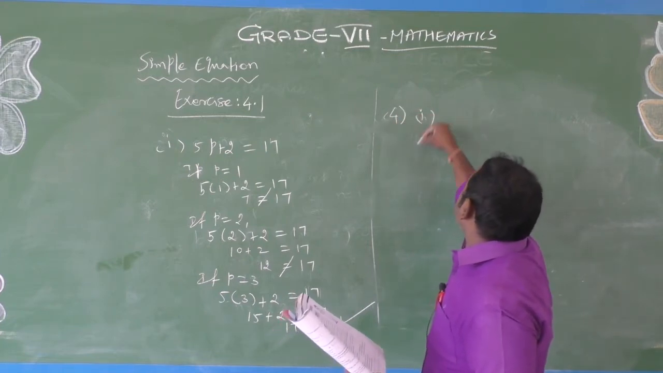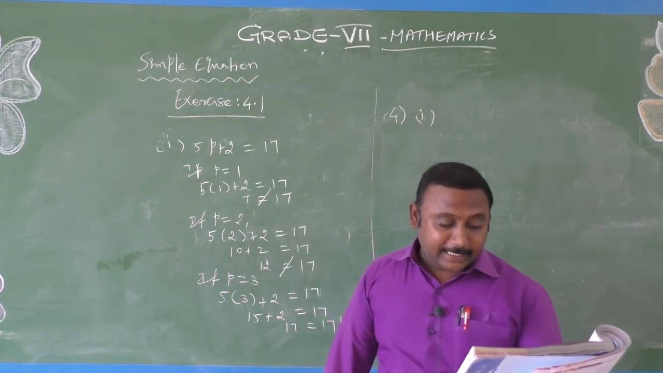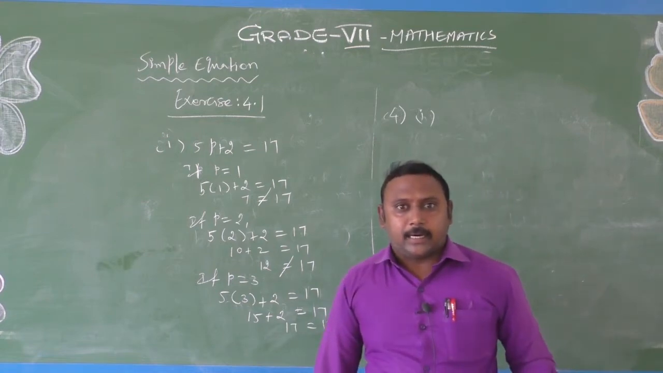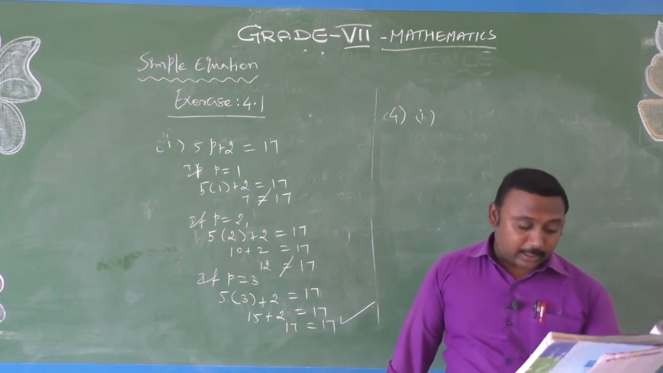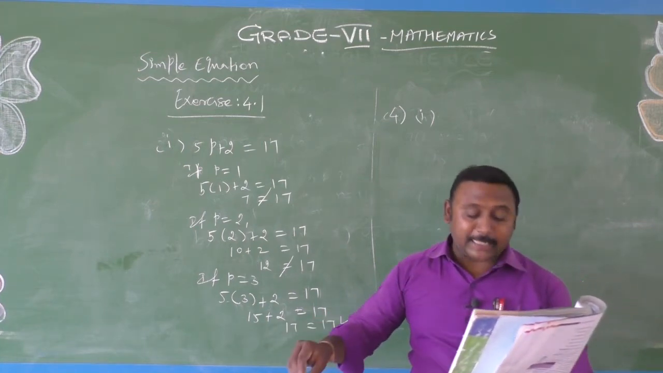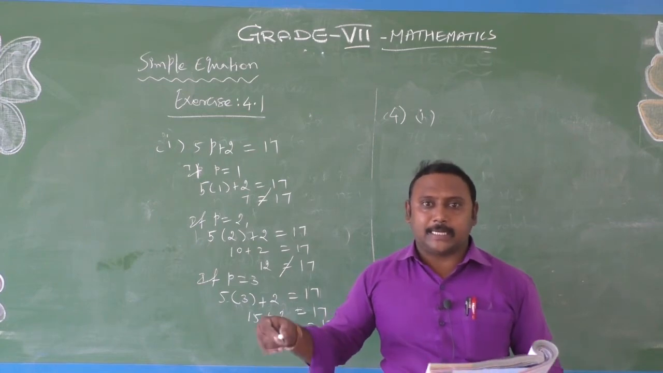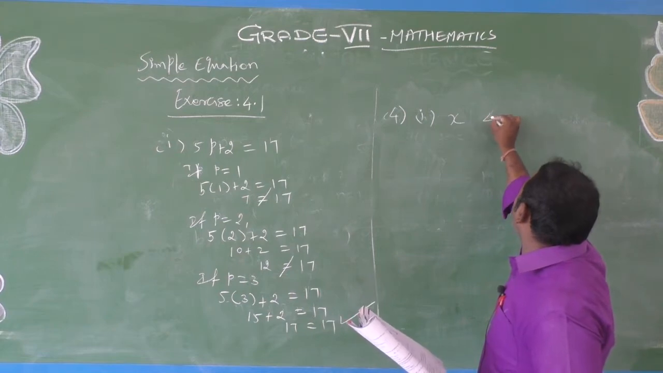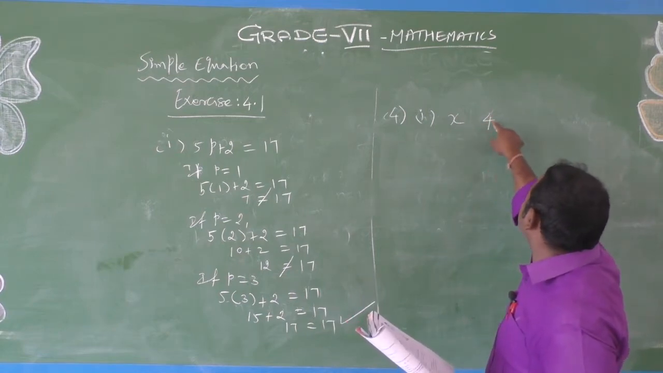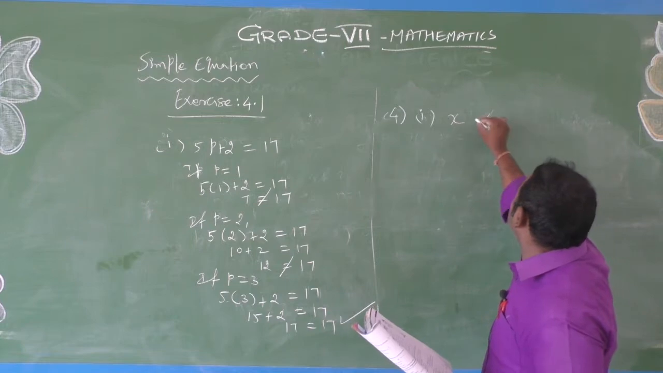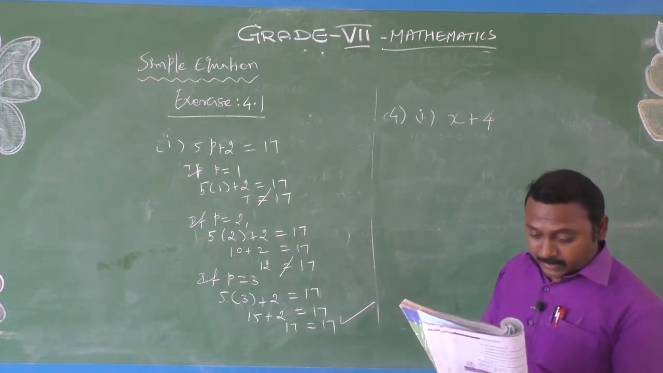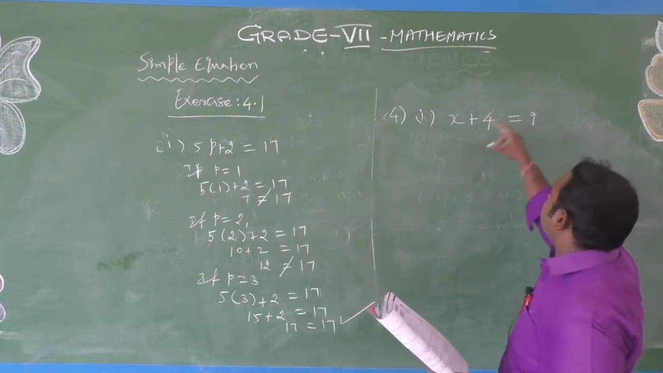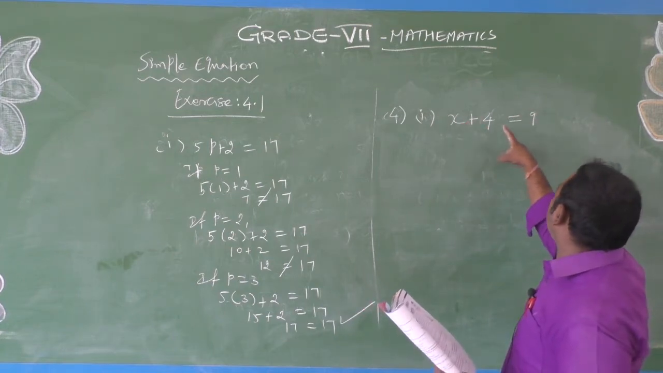So first one, the question is, the sum of numbers x and 4 is 9. Students, understand the question. The sum of x and 4 means x plus 4. Is 9 means is equal to 9. So the equation is x plus 4 is equal to 9.